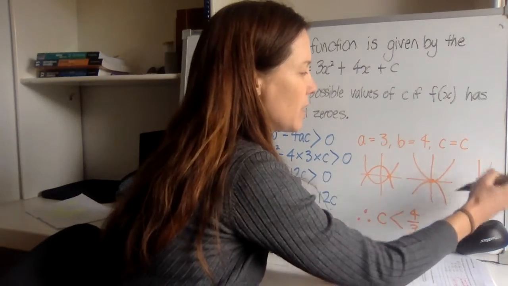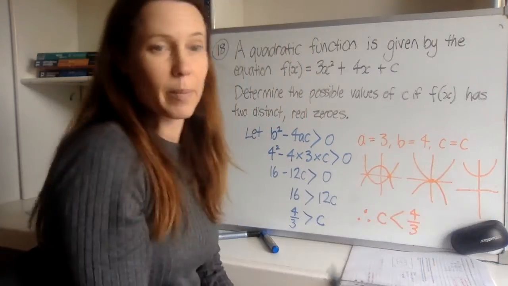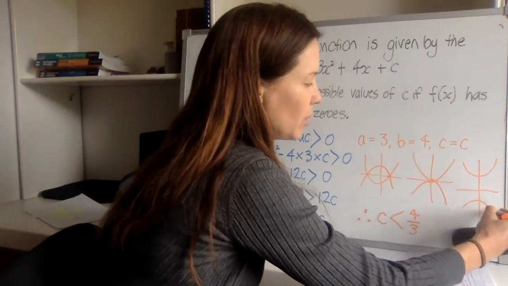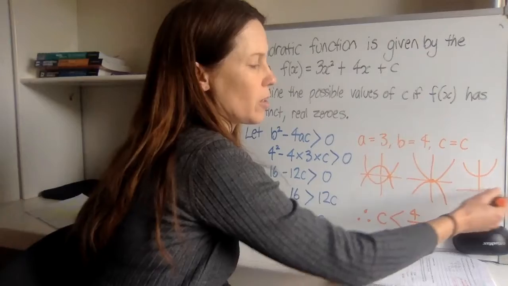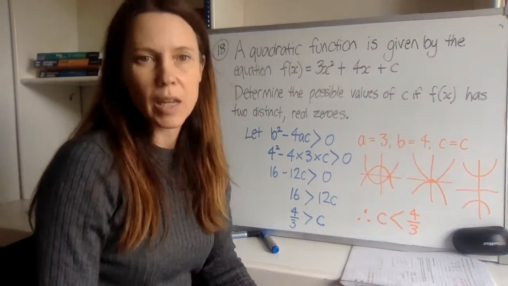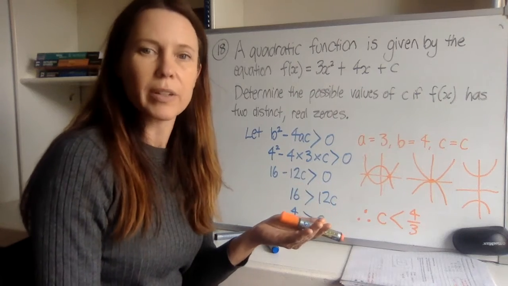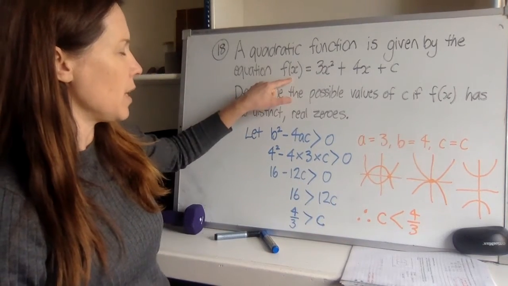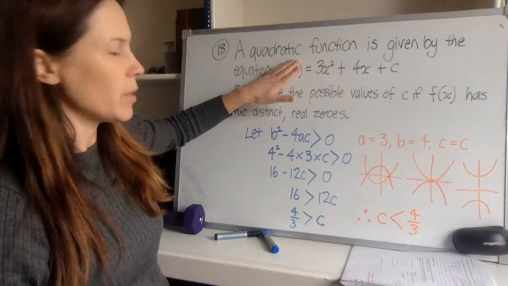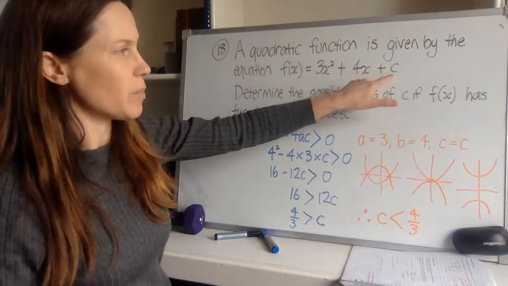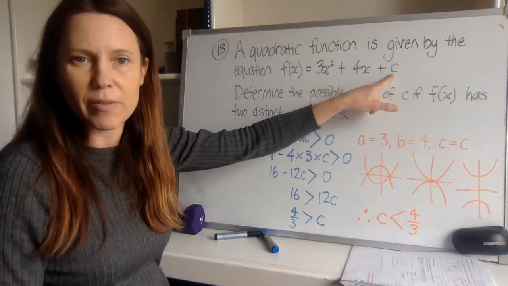The other option is that it's either what I would call up there in the sky or down below ground, and it never actually crosses the x-axis at all. Now, how do you find x-intercepts? You let y equal 0, don't you? Or let f of x equal 0. And if I let this whole thing equal 0, I can't really solve it like this because I can't factorise because I don't know the value of c.